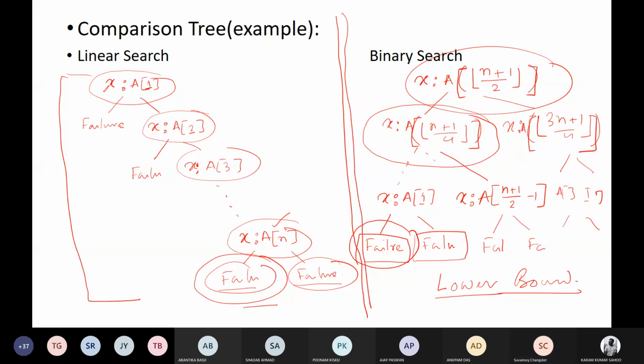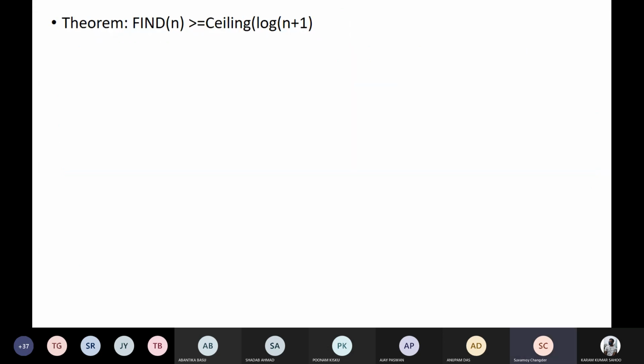Next, let us find the time complexity, or one theorem to find the lower bound for the searching algorithm. Our target is to find or prove that the lower bound for any searching algorithm is the ceiling value of log of n plus 1, which is the same as log of n. Now, before going to the proof, let us go for the statement of the theorem.